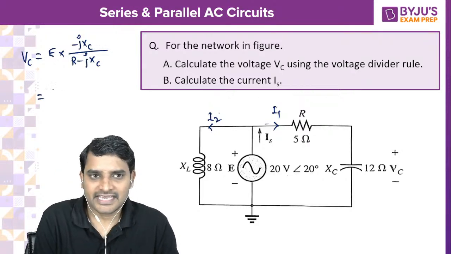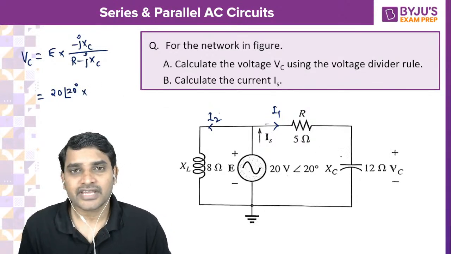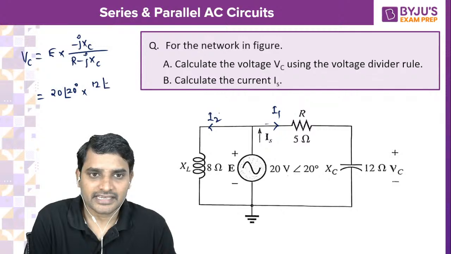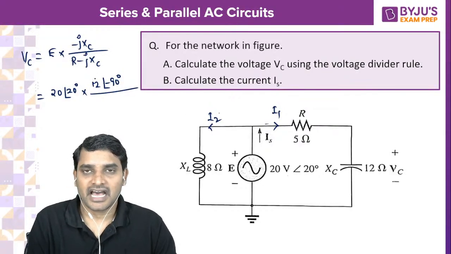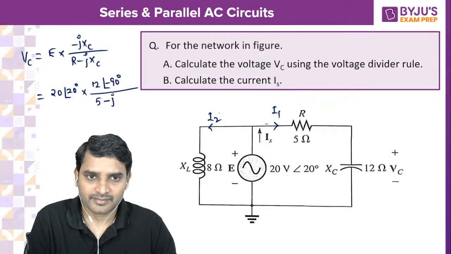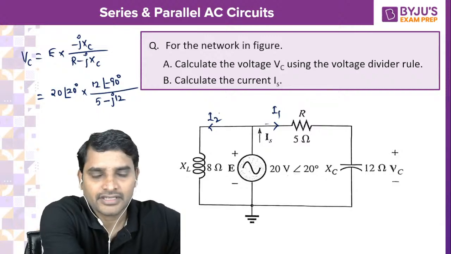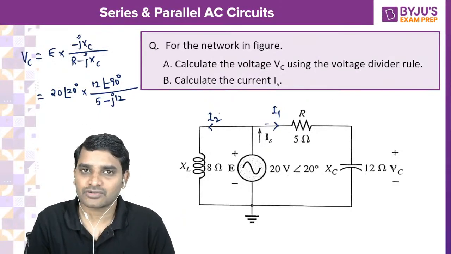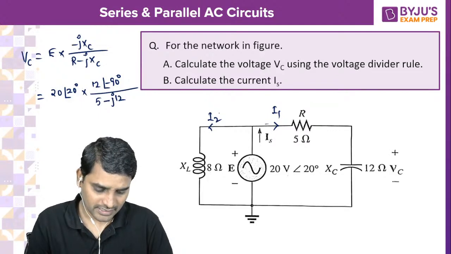So what is E? E is 20 at an angle 20 degrees, into minus jXC. Capacitor reactance is 12 ohms, that is 12 at an angle minus 90. Convert into phasor domain so that it will be easy. Next, R minus jXC is 5 minus j12. You have to convert 5 minus j12 into R at an angle theta format. Can you tell me what is that? R at an angle theta format.